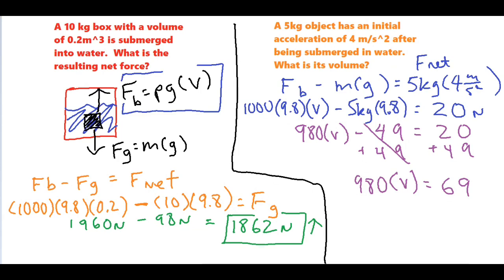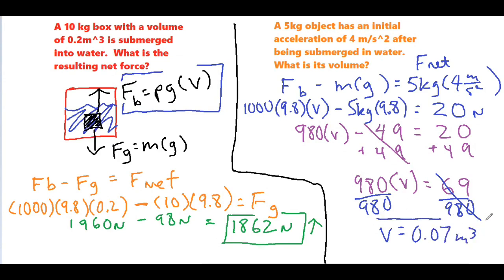And we're just about done with the problem now. All we have to do is cancel out the 980 by dividing on both sides, and then we have a final volume of 0.007 meters cubed.